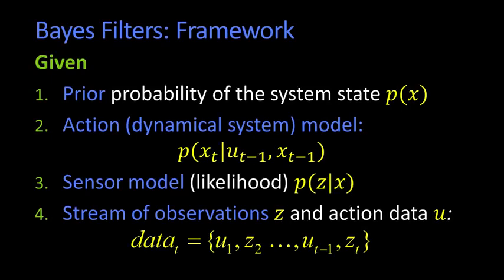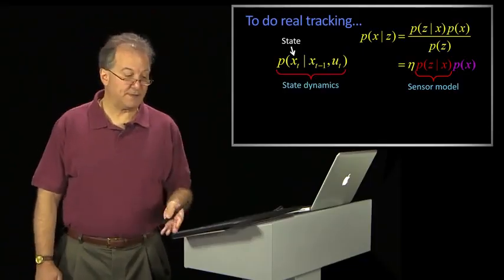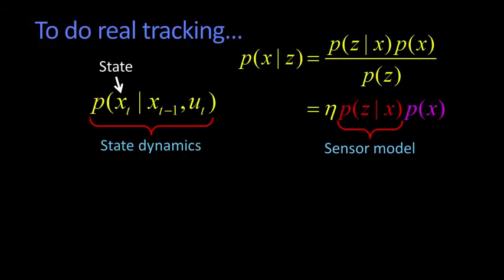So if you remember this Bayesian filter framework, we had to have 4 different elements, right? We needed a prior, which nobody ever talks about. It's kind of the black sheep of the family. A dynamical model, or an action model, that says how we think things change from moment to moment based upon where they were and the inputs that are provided. A sensor model, the likelihood of a measurement given state. And then we have this stream of observations, and the question is what to do with them. To do real tracking, we have to specify these things. In particular, we've got state and state dynamics, and we've got a sensor model.